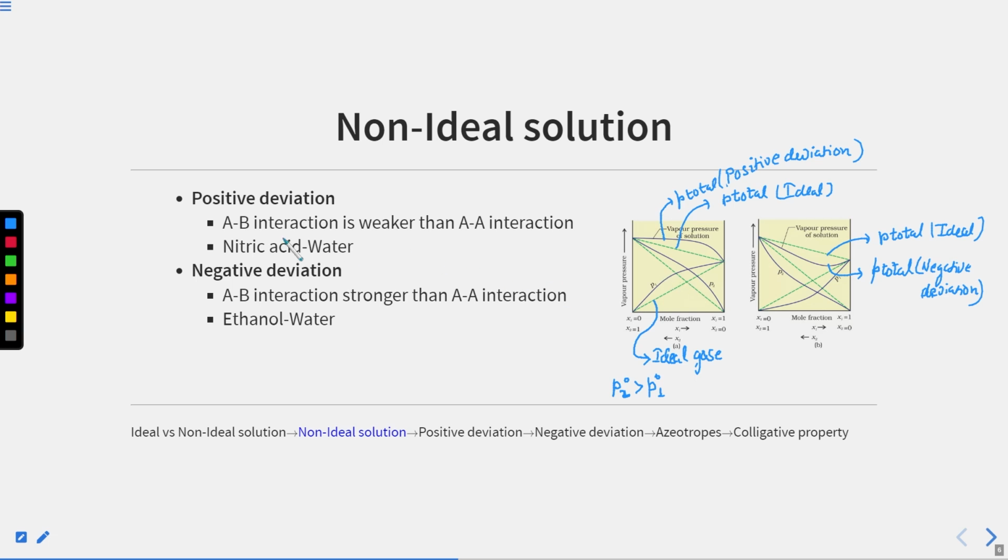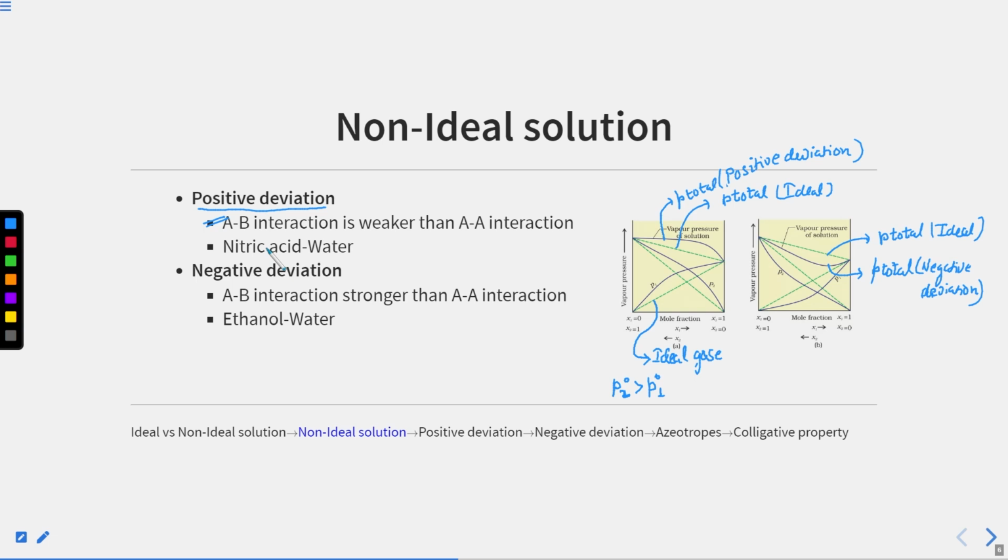Okay, if we talk about the positive deviation, two things should be noticed. First one, in positive deviation, AB interaction is weaker than AA interaction. What do I mean by this? What is AB and AA interaction? Suppose initially we were having only A, pure A, and there must have been some kind of interaction between A.